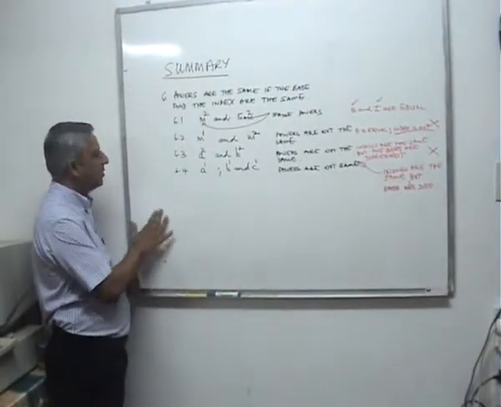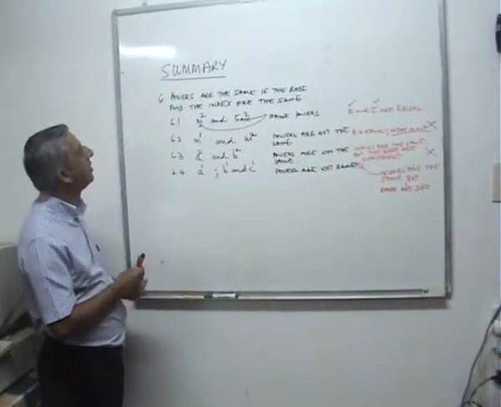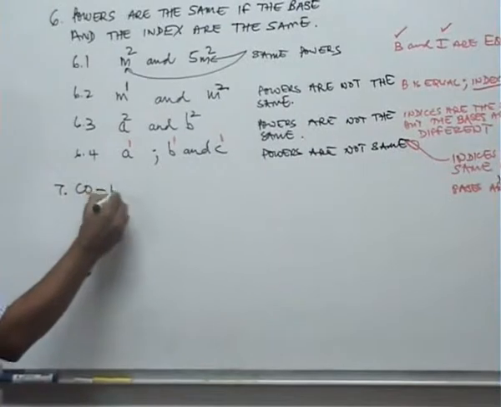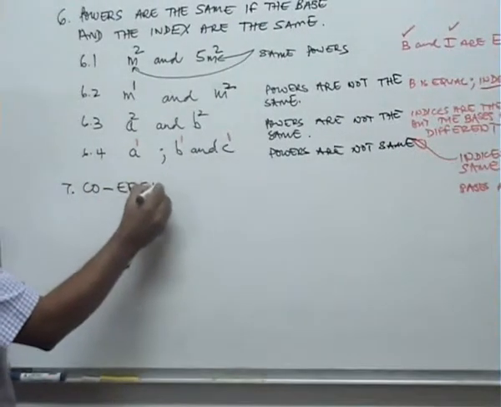All right, let's continue with the summary. Number 7, coefficients.